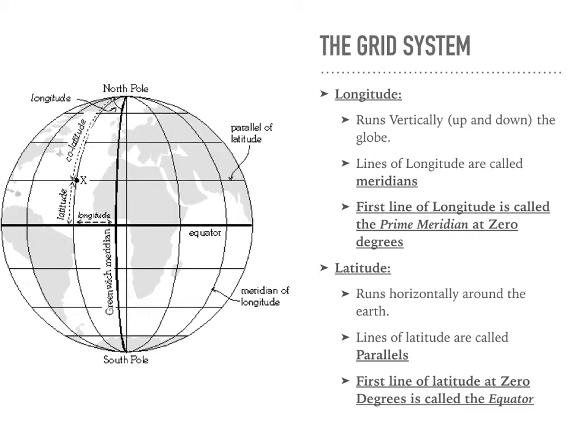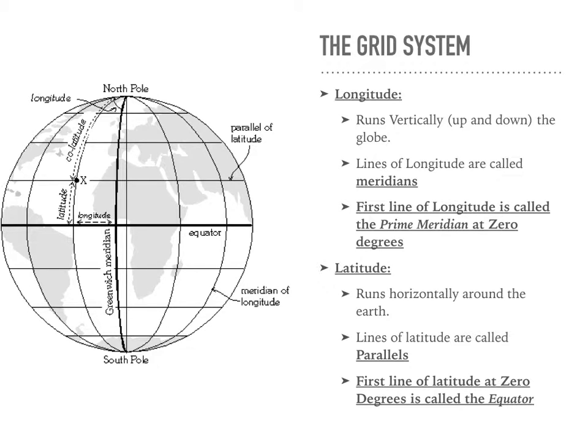Next slide is the grid system that I was telling you about, latitude and longitude. Longitude, or lines of longitude, run vertically or up and down the globe, north to south. You need to know that longitude lines are sometimes called meridians. You need to know that. First line of longitude at 0 degrees is called the prime meridian. If you look at the visual I've given you, the prime meridian is sometimes called the Greenwich meridian. So if you look over there, it'll be called the Greenwich meridian. It's the same thing as the prime meridian.